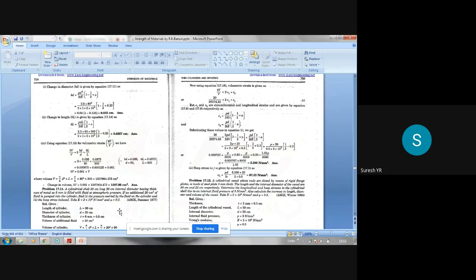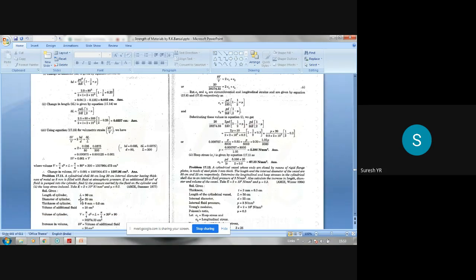E and mu values are given. L is 90 centimeter, which means 900 mm. D is 200 mm. Thickness of cylinder is 8 mm. Convert everything to millimeters. Volume of additional fluid, 20 centimeter cube, means 20,000 millimeter cube. The volume of the cylinder is the initial or original volume, pi d square by 4 into L. So that will be pi by 4 into 200 square into 900, which you will get in millimeter cube.